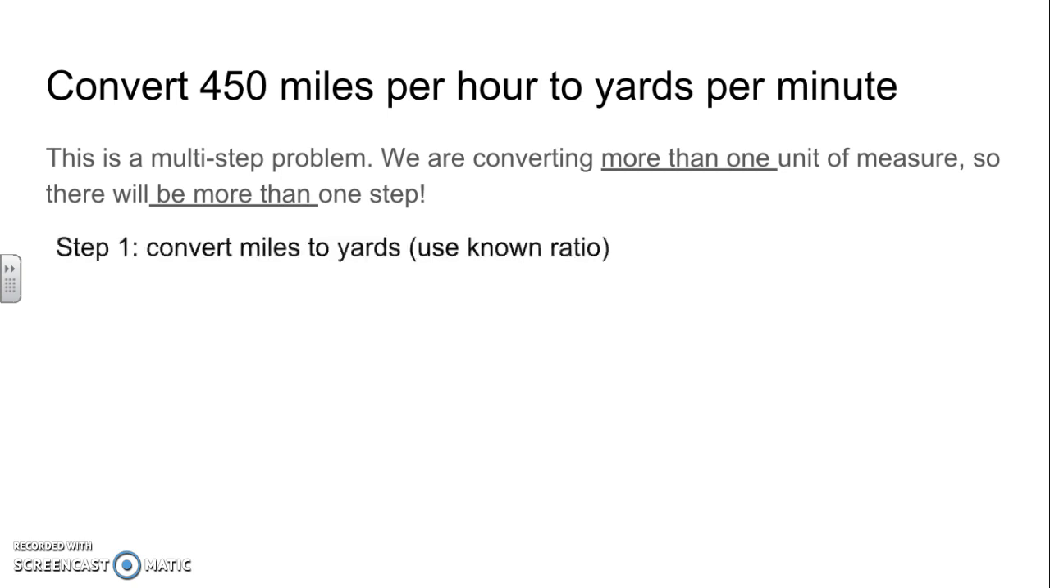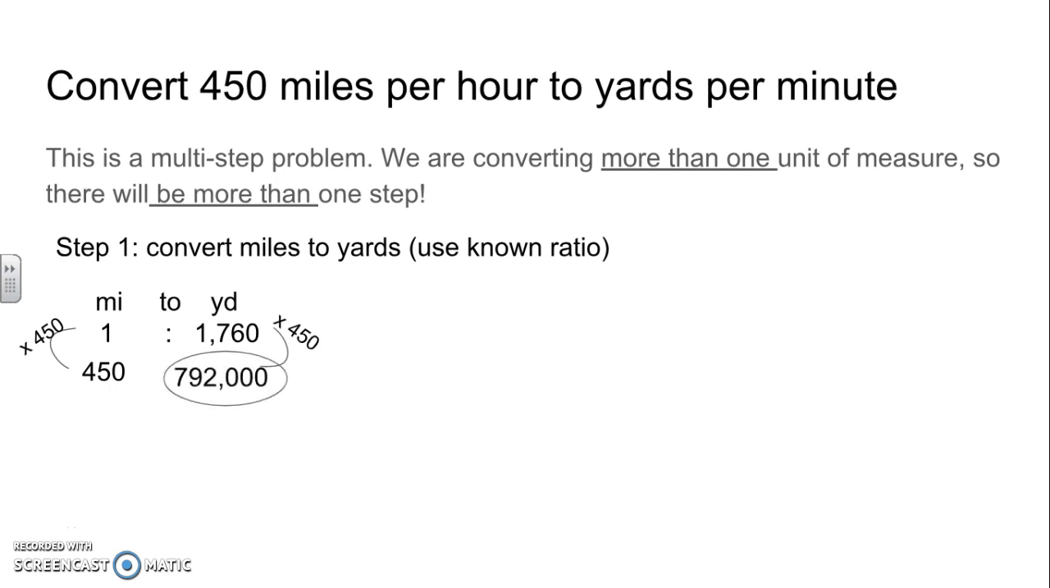Our first step is going to be to convert miles to yards. We're going to use the ratio that 1 mile equals 1,760 yards. I can now put my 450 underneath my miles column. To get from 1 to 450, I need to multiply by 450. Whatever I do to one side of my ratio, I must do to the other, so I multiply 1,760 by 450. That gives me 792,000 yards.